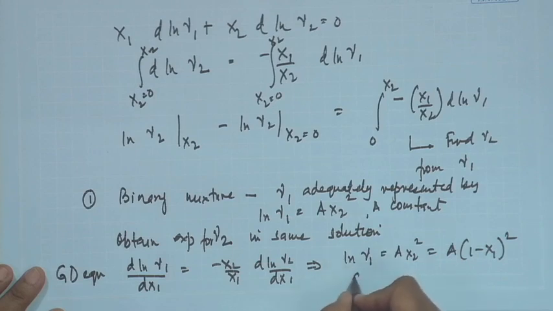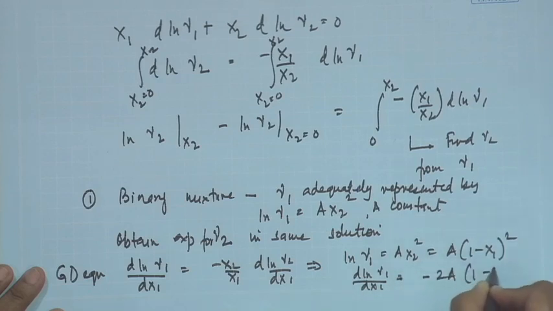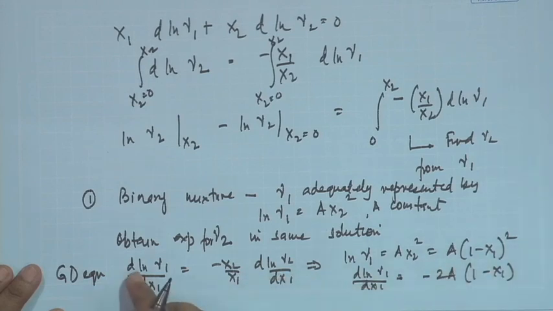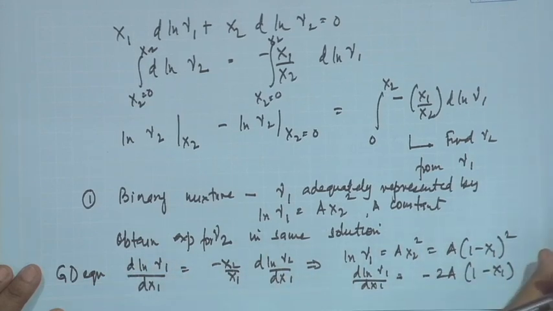So, therefore, in that case, what is d ln gamma 1 dx1 equal to? It is minus 2a into (1 minus x1), agreed. So, therefore, I know this particular term. So, what is d ln gamma 2 by dx1? We can simply substitute this here and we can find it out.